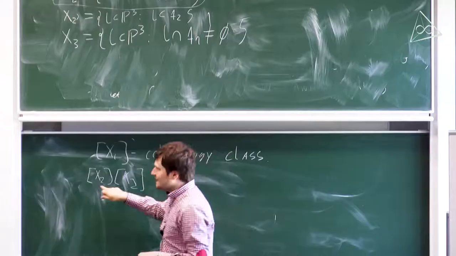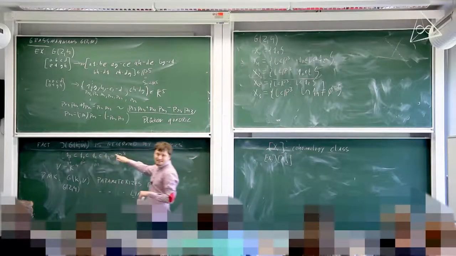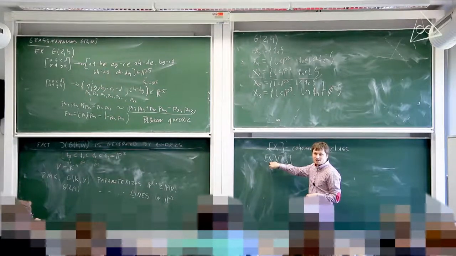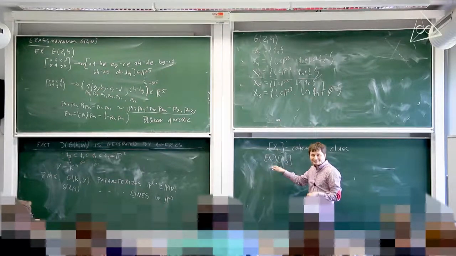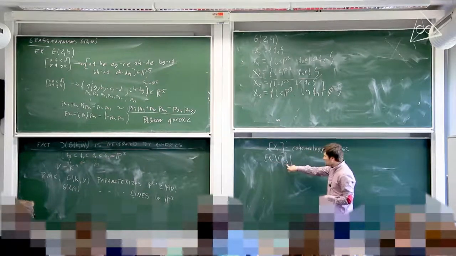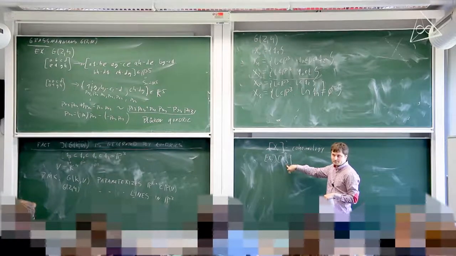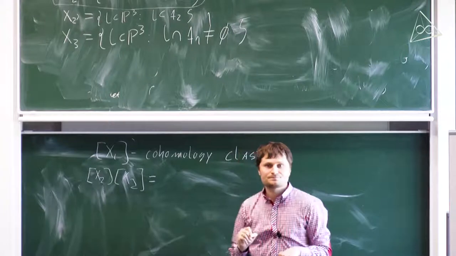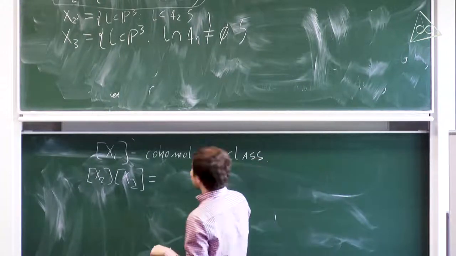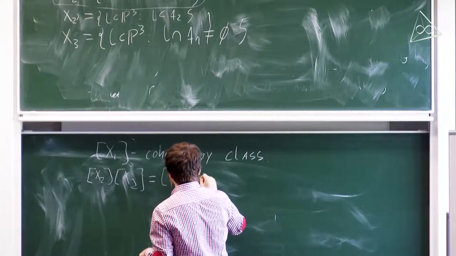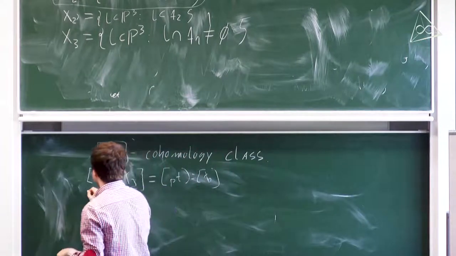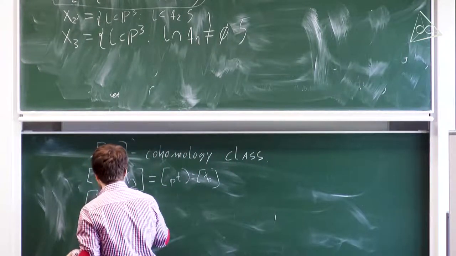But note that if we change the flag, we get different representatives. So this x2, its definition depends on the flag. But I tell you that the class does not. So in other words, here we take all lines through one point, and here we take all lines through another point. What do we get? Still a line through two points. Yes? So it's one point. So this is a class of x0, a class of a point. Now, what happens if we intersect x2 with x2 prime?